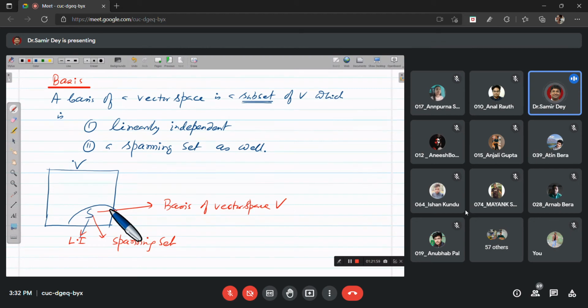What is the meaning of it? Basis of a vector space. What does it mean? A basis of a vector space is basically a subset of vector space V which is linearly independent, number one. Number two, it is a spanning set. Then you can say the corresponding set is a basis of the vector space. Clear? Yes, sir.